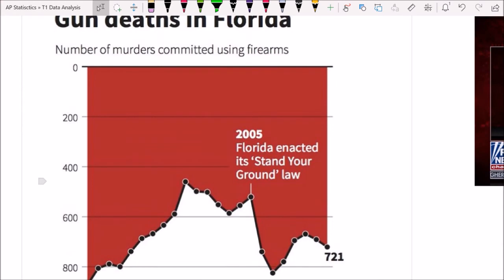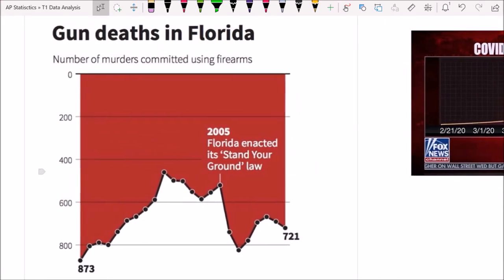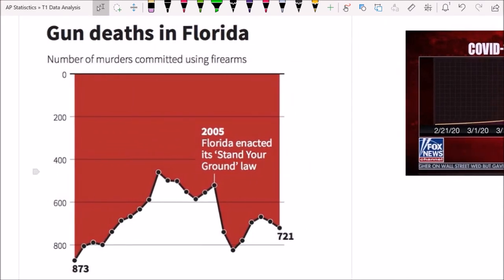Here's another one that's really misleading. And this one is another case where it's true, but it doesn't tell the story that it's supposed to. Okay, this is talking about gun deaths in Florida and the number of murders committed using firearms. So what they have down here is that they had a stand your ground law enacted. Now, if you glance at this chart for 4 seconds, what you're going to see is that they have the stand your ground law right here, and as we get closer to the present day, things are lower. Okay, and you got 721 over here. And so you go, okay, great, stand your ground law and gun deaths are down.